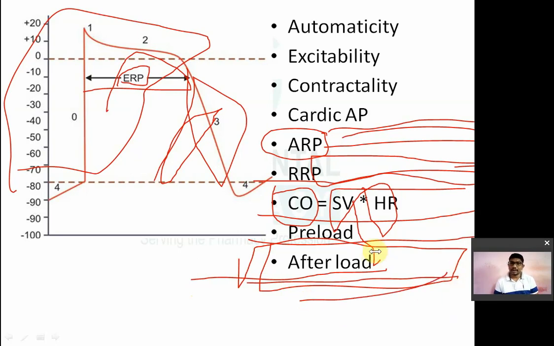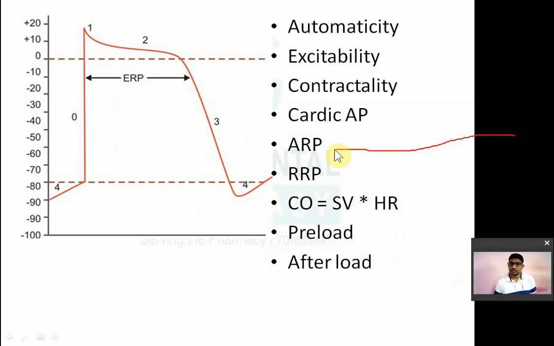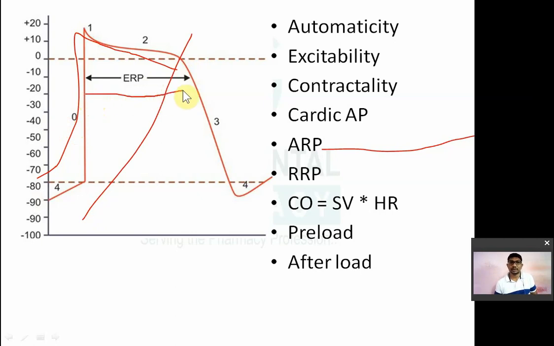Okay, now preload and afterload decide the stroke volume. Okay, this one is known as the absolute refractory period. During phase 0 up to phase 2, if there is another stimulus to the cardiac cell, the cell will not respond to that stimulus. The cardiac cell will not respond to another stimulus during this phase 0 to phase 2, and this period is known as the effective refractory period, or it is also known as the absolute refractory period.